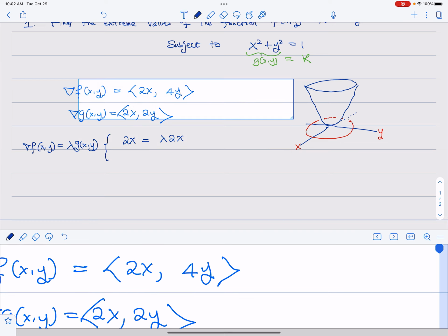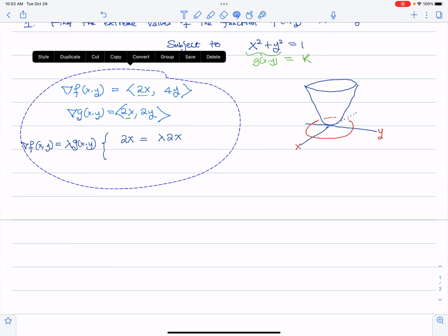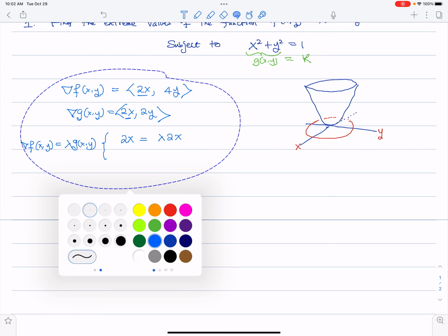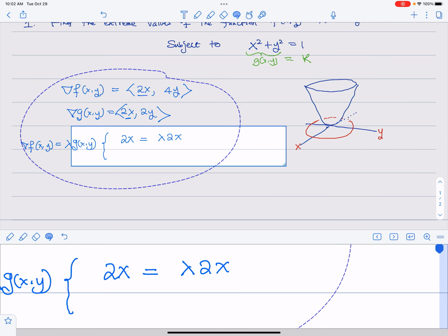I want to do everything in light blue. How about that? Let's style everything in light blue.